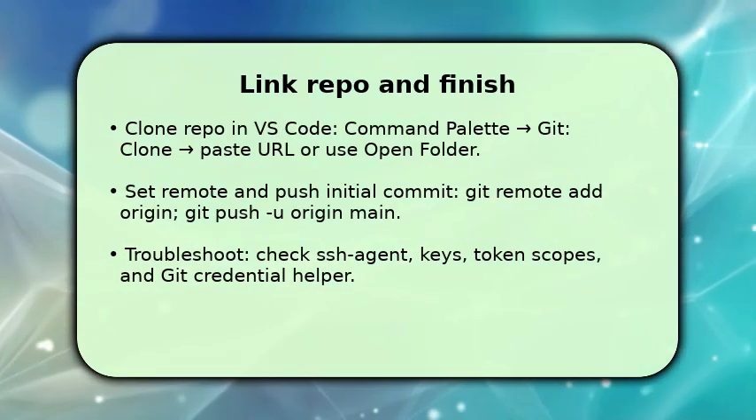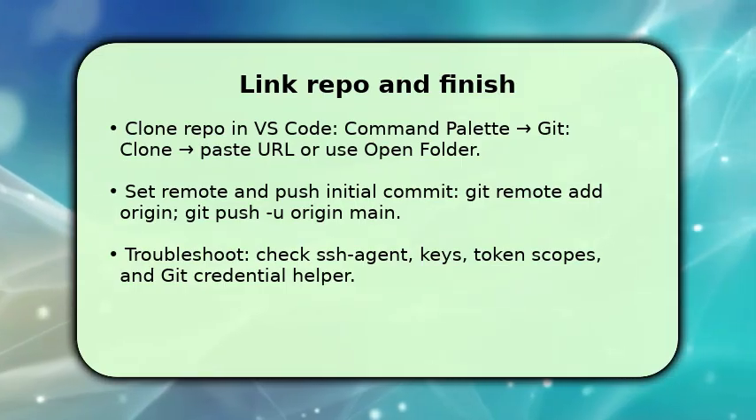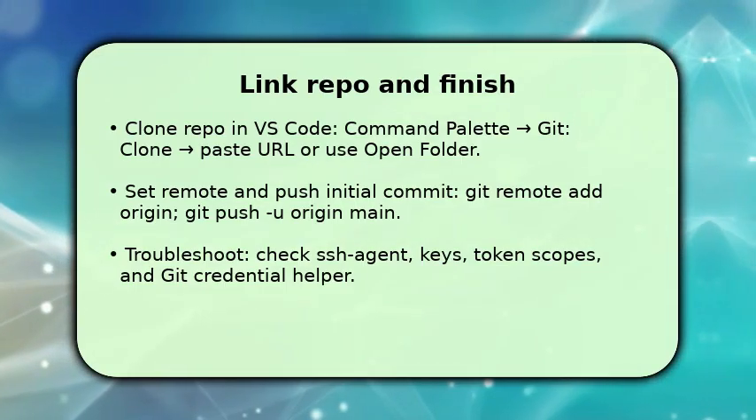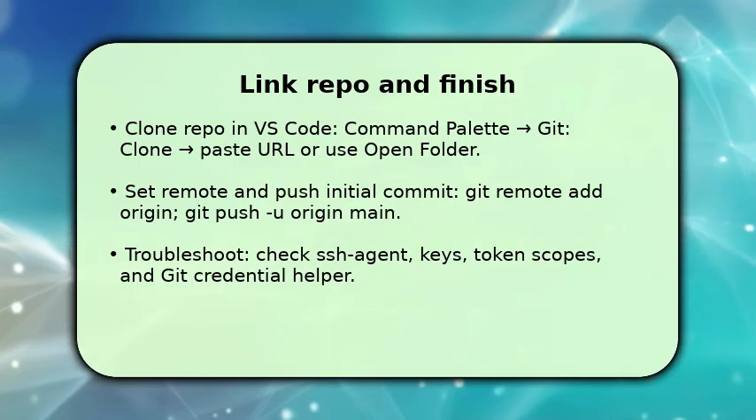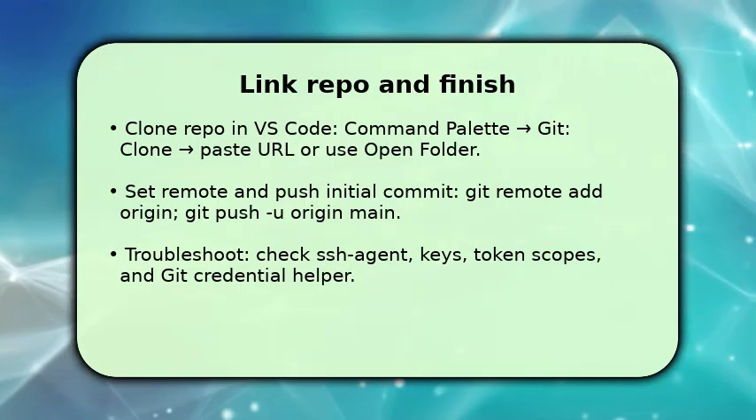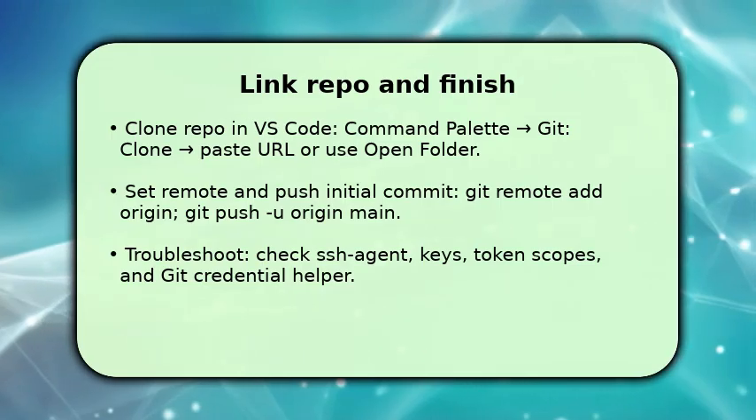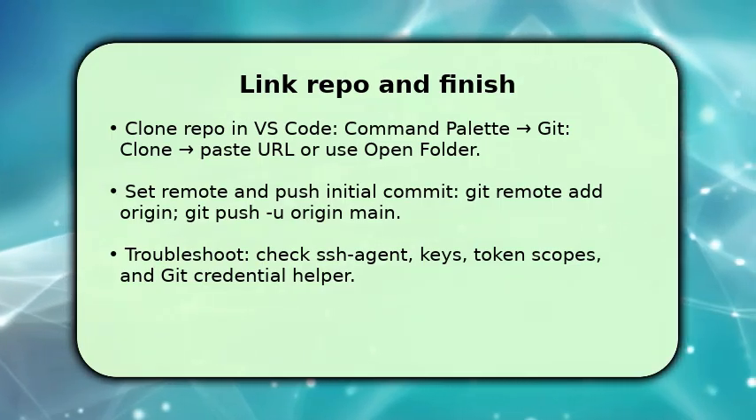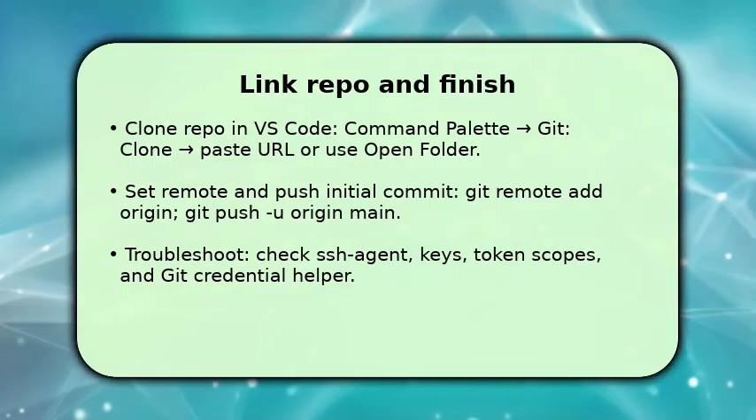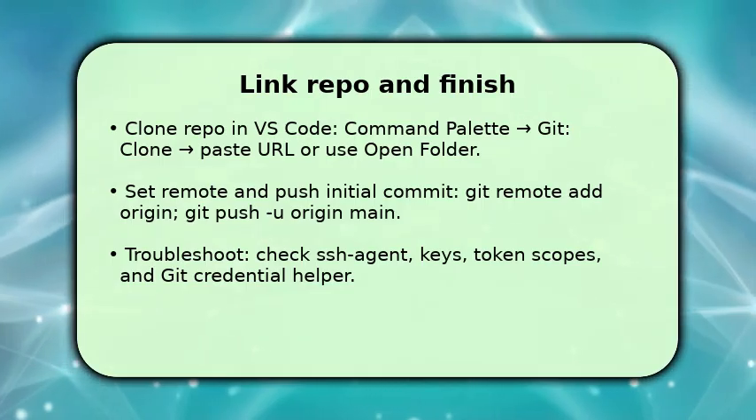Finally, clone or open your repository in VS Code using the command palette or terminal. If starting local, initialize Git, add a remote origin, commit, and push with git push -u origin main so upstream is set. Make sure VS Code shows branch status and the source control panel lists changes. If something breaks, check your SSH agent is running, the correct public key is on GitHub, or that your PAT has appropriate scopes. Restarting VS Code often resolves lingering credential cache issues.